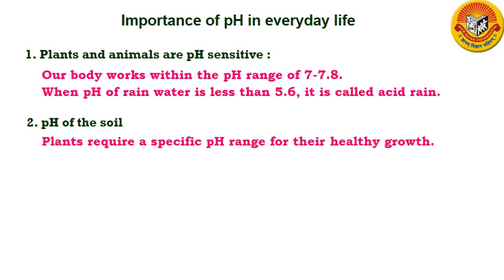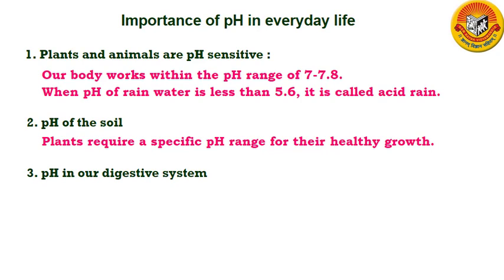Similarly, when the soil is too basic, then also it is not good for the growth of plants. Now if the soil is too alkaline, then its alkalinity can be reduced by adding decaying organic matter, that is manure or compost, which contains acidic material.